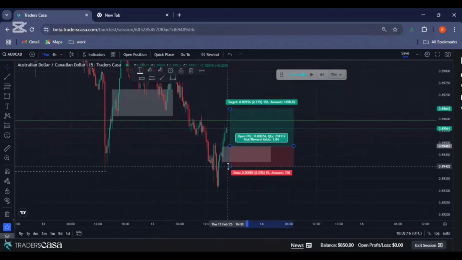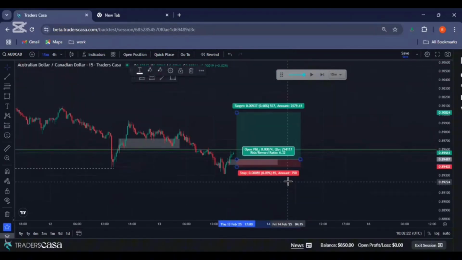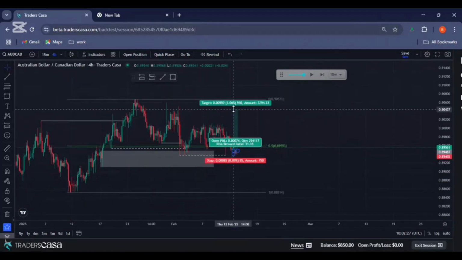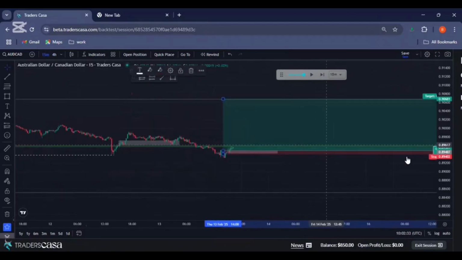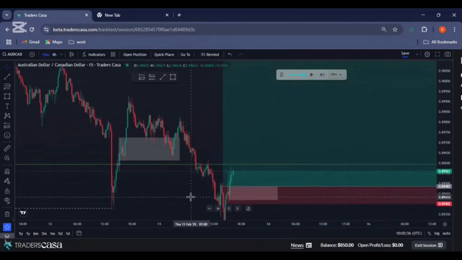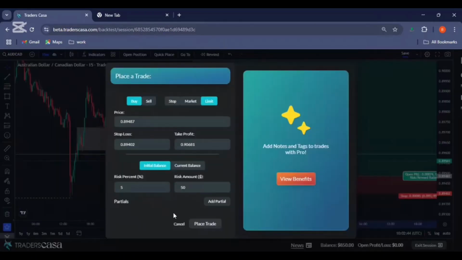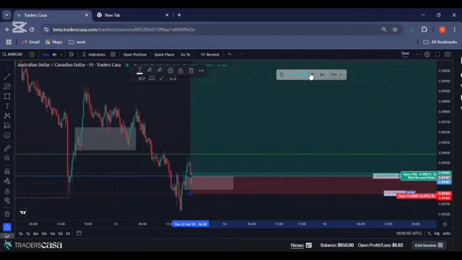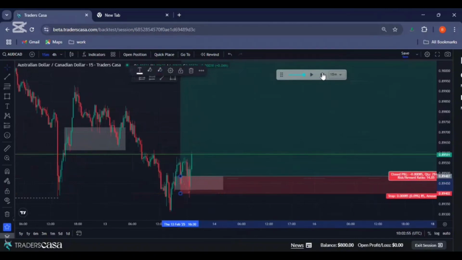Then I'll set my stop loss, and I'll target the same thing. That's the 4 hour high. The 4 hour high will be my target. Okay, let's see how this is going to go now. I'll place the trade. Let's see how this will go. Okay, we're triggered in, and that's a bad trade again.